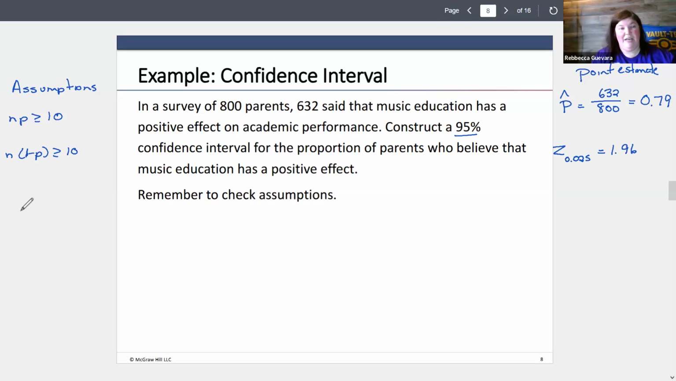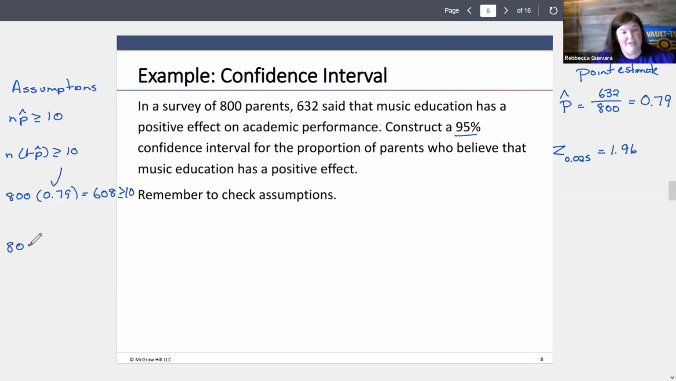So in our case, it's going to be our p hat because we don't have p. My sample size is 800, that's my n, times my p hat, which is 0.79. Which is going to be 632, which is definitely greater than or equal to 10. So we're okay here. Yay, that's good.